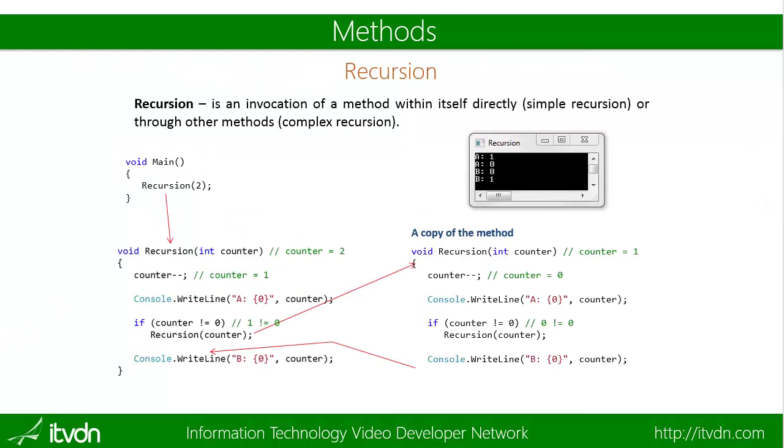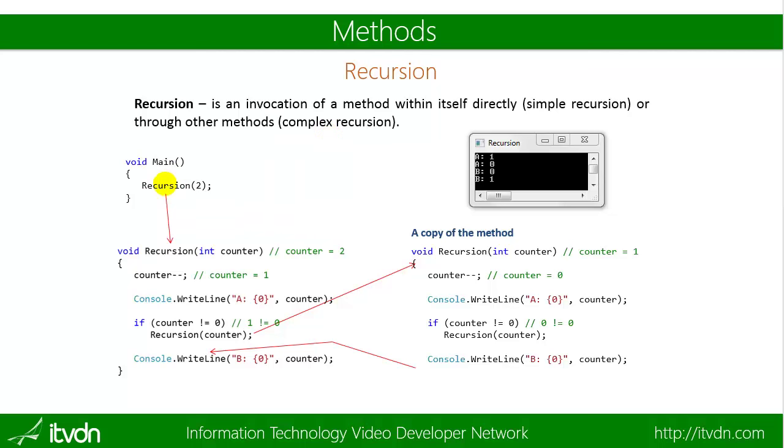So here we go. In this slide, we have a very interesting procedure or process. It is called recursion. Recursion is an invocation of a method within itself directly. This is called simple recursion, when a method invokes itself, or through other methods, which is called complex recursion. So when a method calls itself directly, we call it simple recursion, and when a method calls itself through other methods, then we call it complex recursion. Now let me just explain what this means, and you'll see that it's very easy.